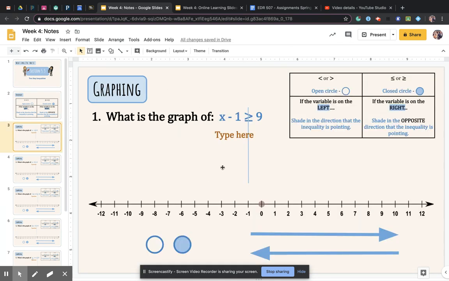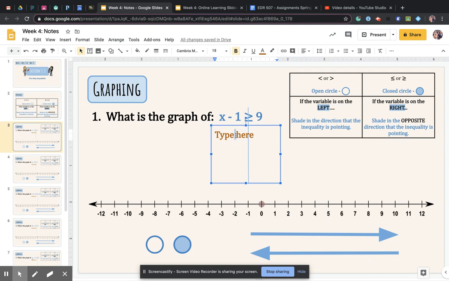This is from last week. This is a slight review. We have x minus 1 is greater than or equal to 9. To solve this, we have to get x by itself. So I am going to add 1 to both sides. And when I do that, I am left with x.